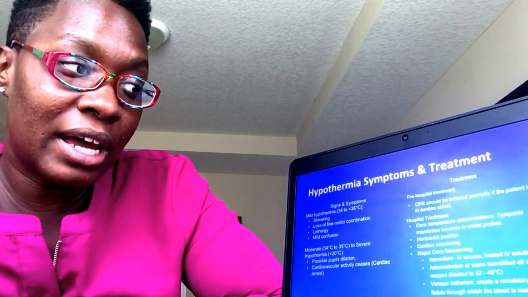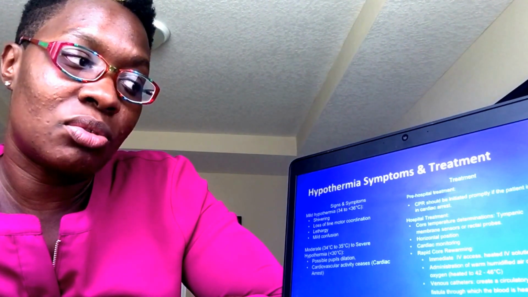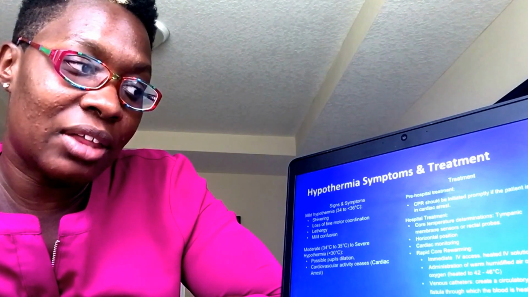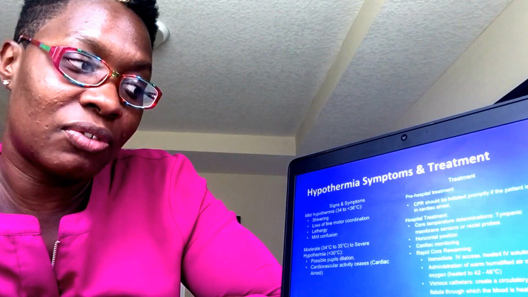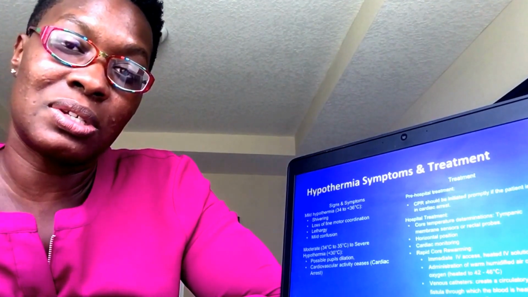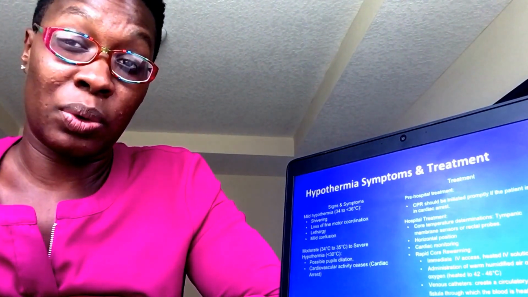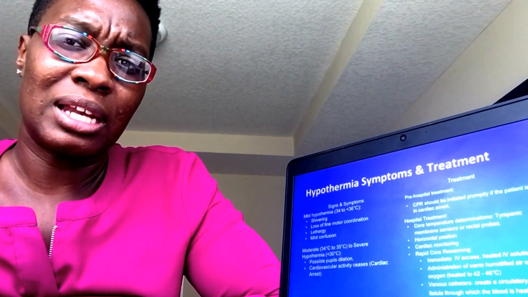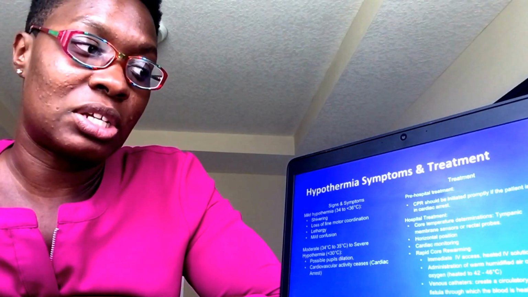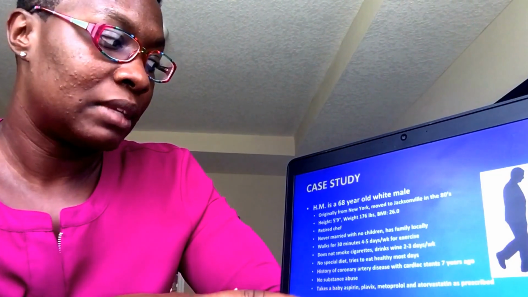Administer warm humidified air via oxygen, and that's going to be heated to about 42 to 46 degrees Celsius. Venous catheter created to create a circulatory fistula through which the blood is heated and monitored. So a lot of these interventions are very quick and responsive, but they're definitely not going to be something that you're going to try to shock the body or shock the patient back into warming them, okay? So something to think about.